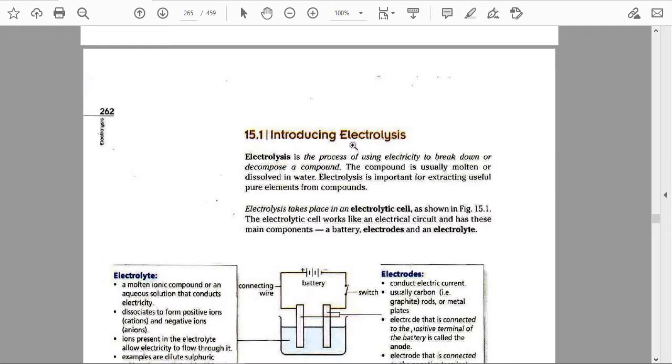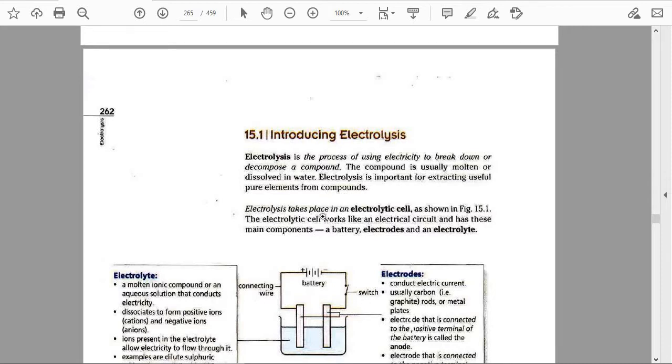You can see the name electrolysis: electro means electric, and lysis means split up, get separated. So the compound is usually molten or dissolved in water. This process is important for extracting useful pure elements from compounds. As you know, a compound is when you have two different elements combined together. That is the meaning of compound.